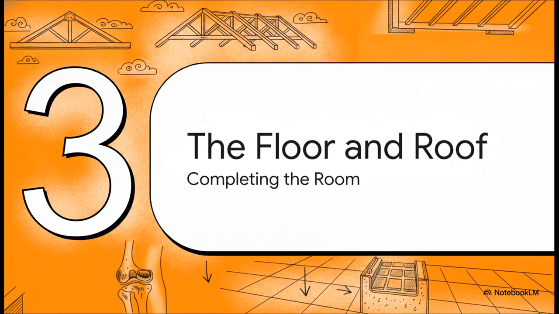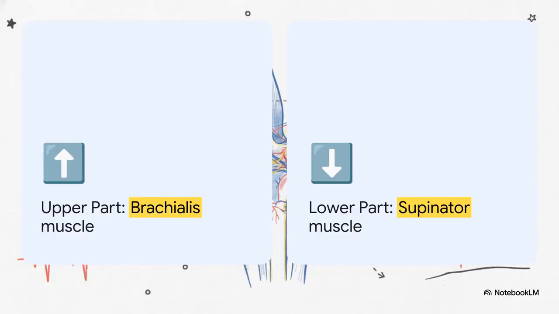Section 3. The floor and roof, completing the room. Okay, so we've got our walls. But without a floor, our contents would just fall deep into the joint, and without a roof, they'd be completely exposed.